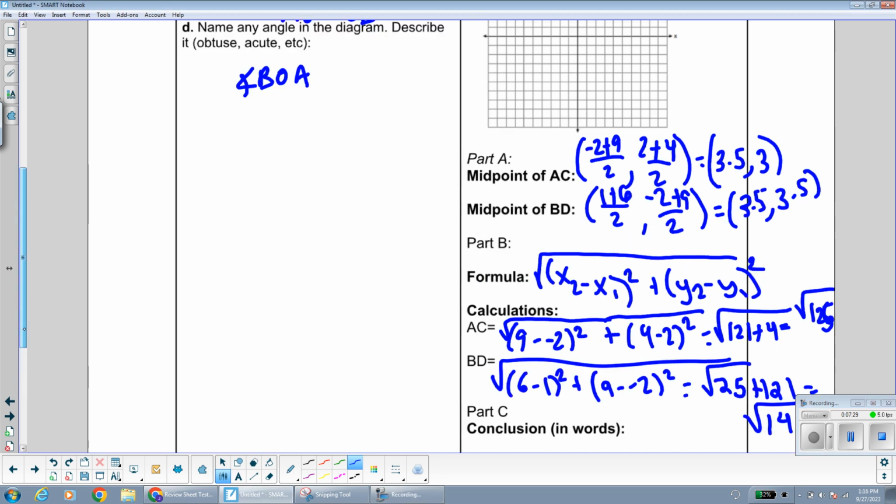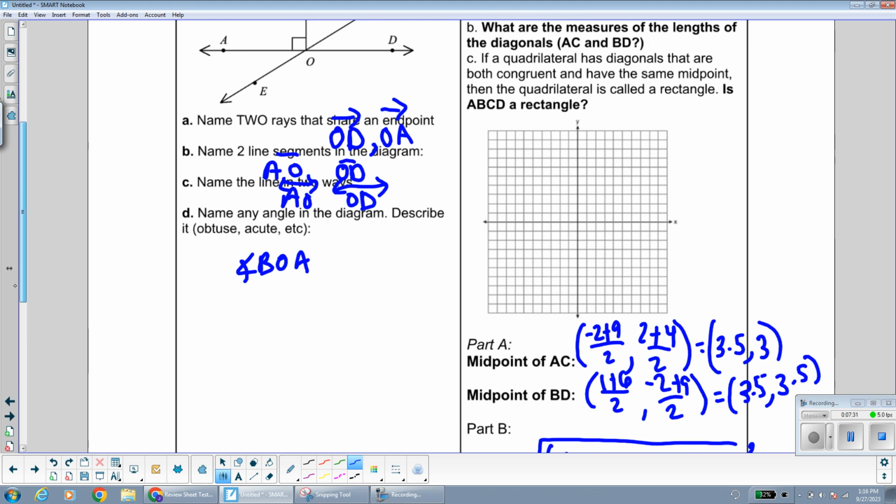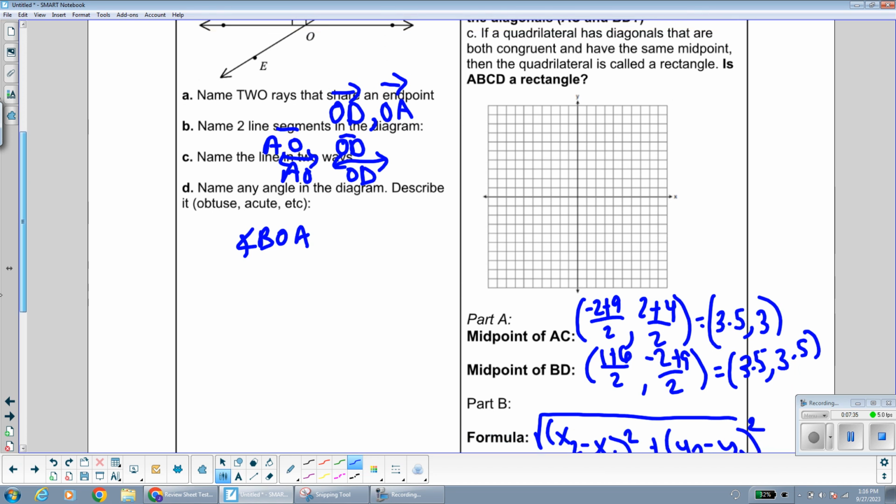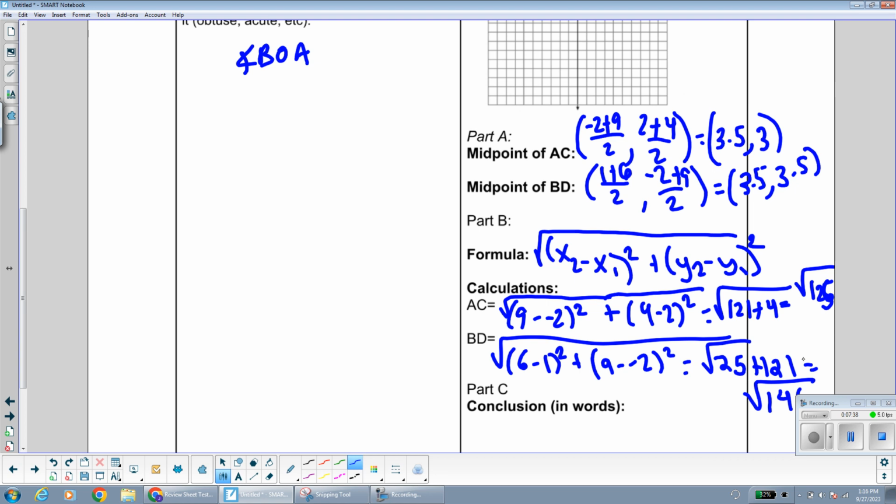So the conclusion that you were asked to draw here is, is ABCD a rectangle? And you're told that rectangles have congruent diagonals. The diagonals here are not congruent. So your conclusion would be no, not a rectangle because the diagonals are not congruent to each other.